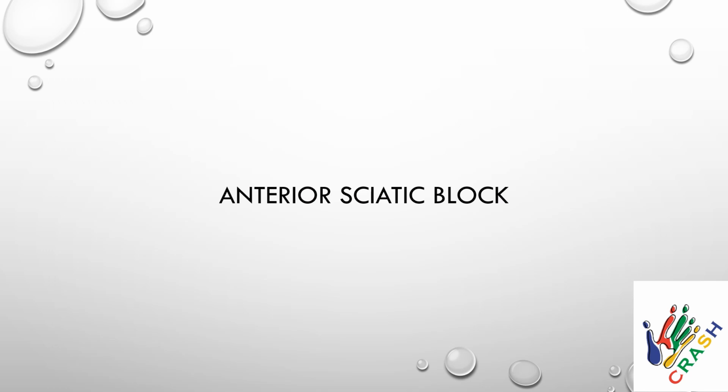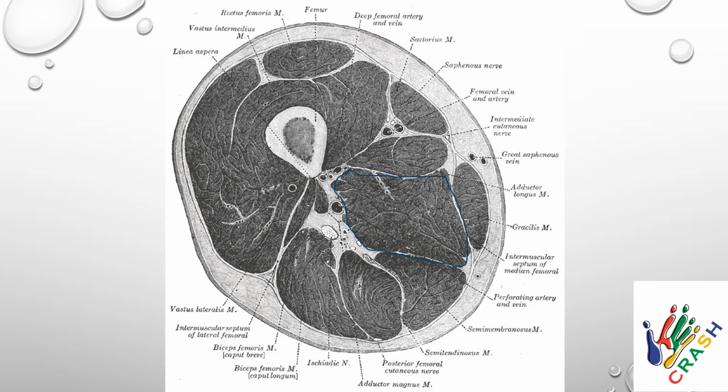The sciatic nerve can also be blocked from an anterior approach, from the front of the thigh. The anterior approach to the sciatic block is performed at the level of the proximal thigh, where you could see the sciatic nerve sandwiched between the adductor muscles and the hamstring muscles. So the sciatic nerve lies sandwiched in the intermuscular plane between these two muscles.